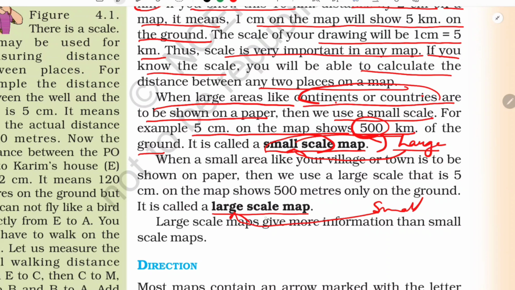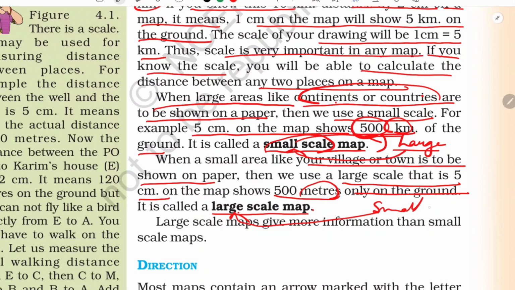So let us see the large scale map as well. When a map area like your village or town is to be shown, it reduces the part from countries or continents. Here you are going to show only your village or town or your colony, or your area. Then we use a large scale, that is 5 centimeters on the map will show 500 meters. See the difference here. Here it is 500 kilometers and here it is 500 meters only on the ground. Then it is called a large scale map.